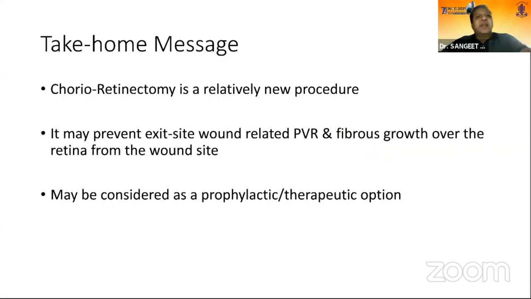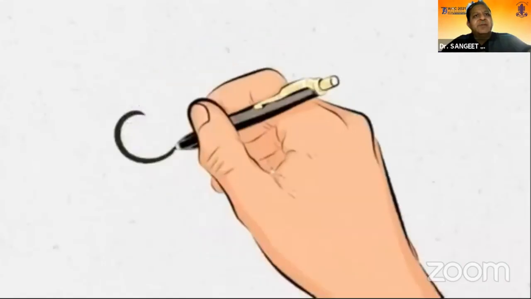So the take-home message is chorioretinectomy is a relatively new procedure. It may prevent exit site wound-related PVR and fibrous growth over the retina from the wound site, and it may be considered as a prophylactic or therapeutic option.